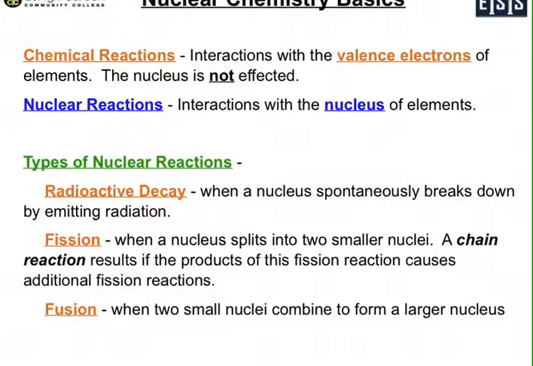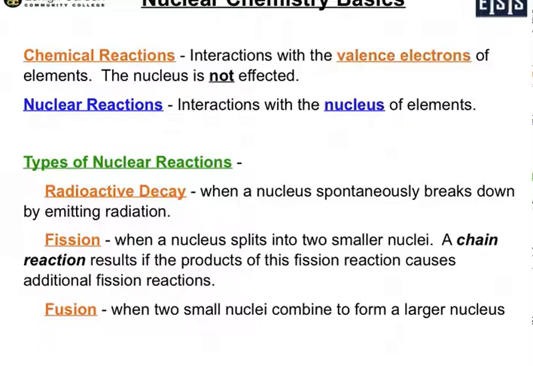Today we'll be reviewing fission and fusion as part of our nuclear chemistry review. In this first slide here, we do a quick review of the basics of nuclear chemistry. If you remember, chemical reactions involve the valence electrons of elements. The nucleus does not get involved. It's just the electrons in the outer shell of the atoms. However, in nuclear reactions, the nuclei do get involved in the reactions, and that's why they're called nuclear reactions.